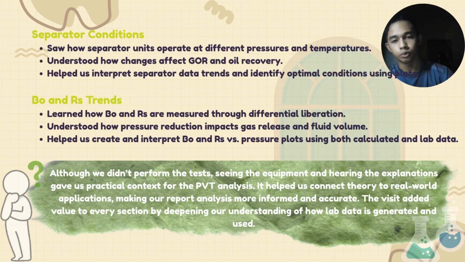Through the lab walkthrough, we learned how BO and RS, which is solution gas oil ratio, are measured during pressure depletion, particularly using differential liberation methods. The assistant explained how pressure impacts gas release and fluid volume. And this helped us in part D, where we plotted BO and RS versus pressure and compared the results with lab data, improving our interpretation of the trends.